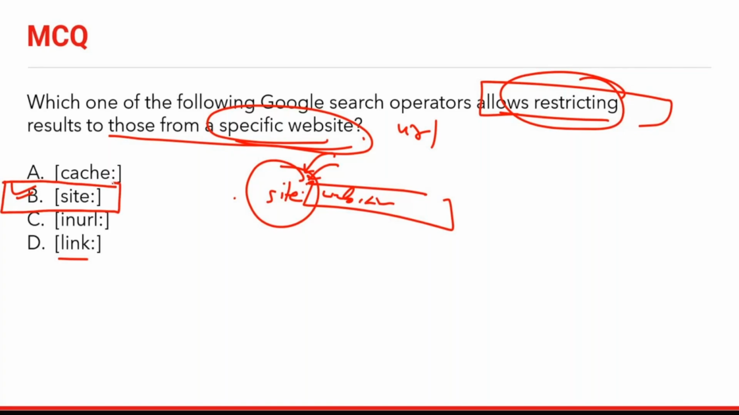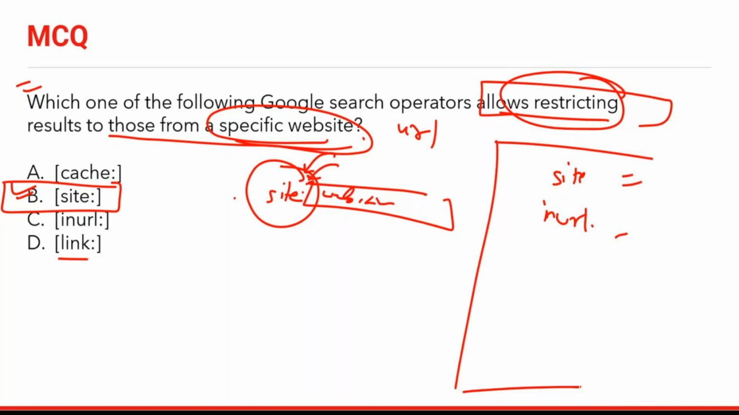So many times I have seen questions come in the CEH exam on the site operator, inurl. What are the functionalities of these operators? You have to go through module 2 of footprinting and look out for all the Google operators and their functionalities. One or two questions can come from this.